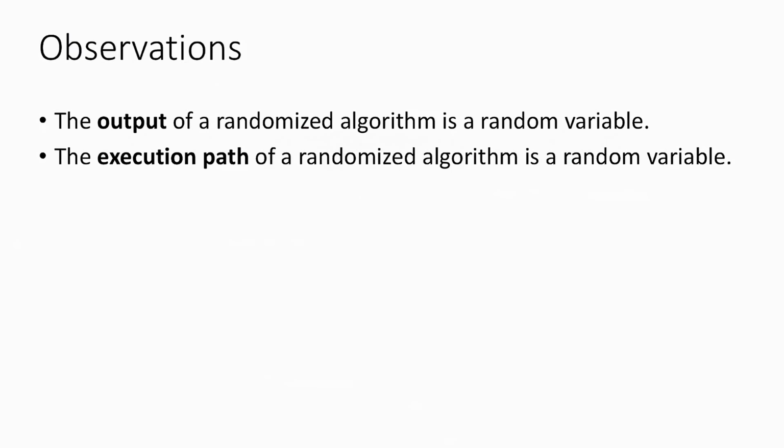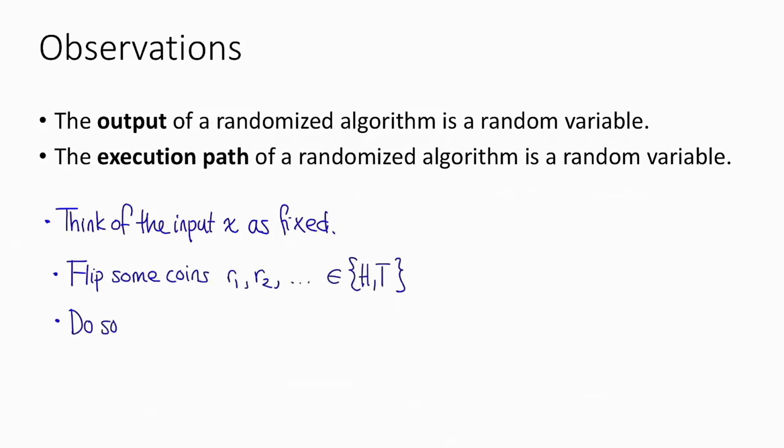Let's make a few observations about this computational model. The first observation is that the output of a randomized algorithm is a random variable. The second observation is that the execution path of a randomized algorithm is also a random variable. That is, let's think of the input to our algorithm x as fixed. And then our algorithm is going to flip some coins and do some stuff. Here, h and t are going to stand for heads and tails. We can write the stuff that the algorithm does as some function, alg of the input x, and also the random coins that it flips.